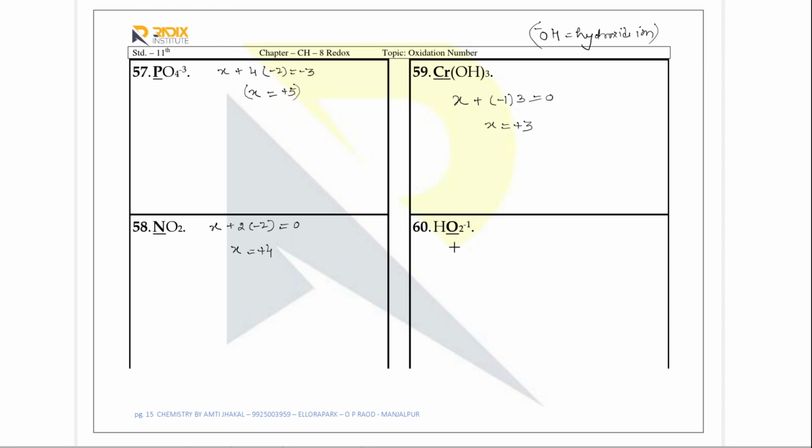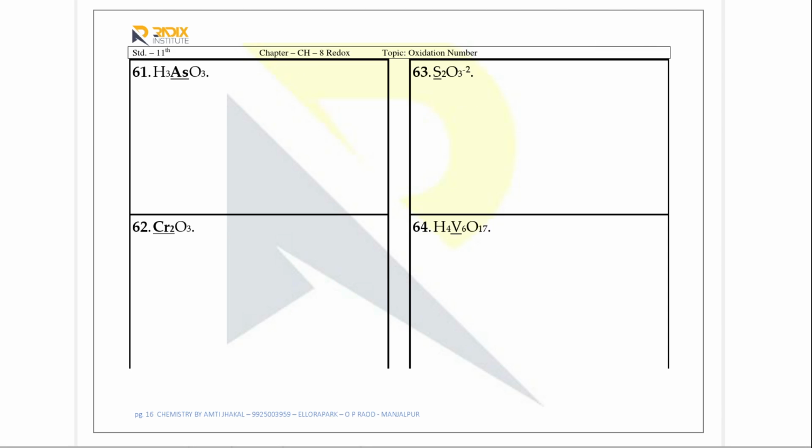Now here hydrogen with any non-metal is always +1. 2 oxygen, oxidation state 2X is equal to -2. So X is equal to -1. Here oxygen is in -1 oxidation state.